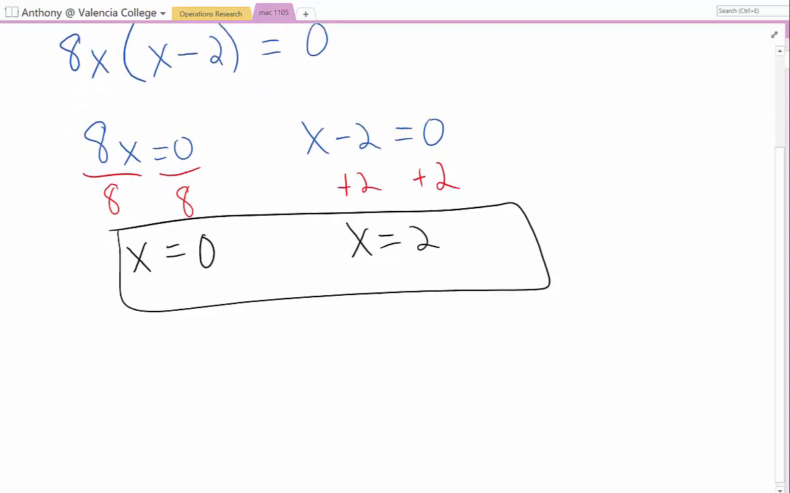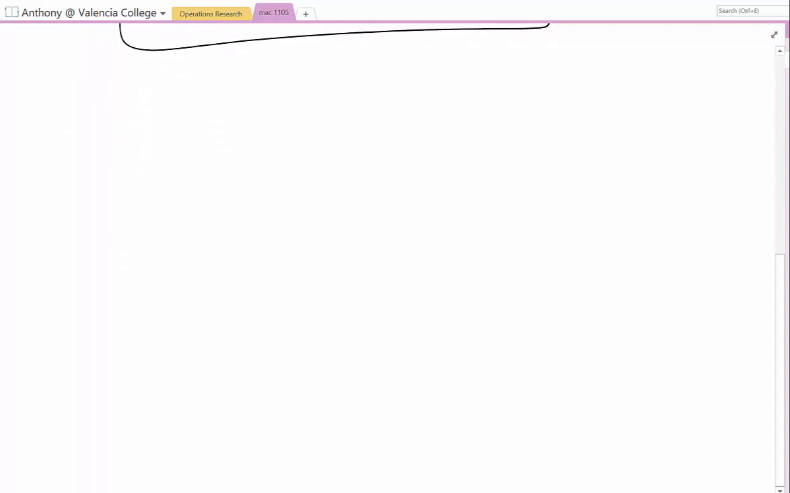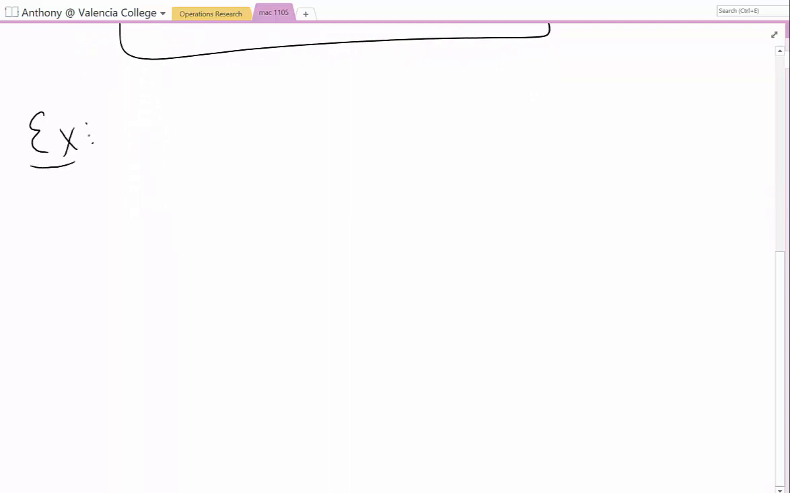Okay, let's try a few more factoring problems. For example, suppose it's 4x minus 5x squared is equal to 0. Same deal here. Anytime you factor a quadratic, you want to see if there's something in common you can factor out. Well, in this case, we can factor out an x.